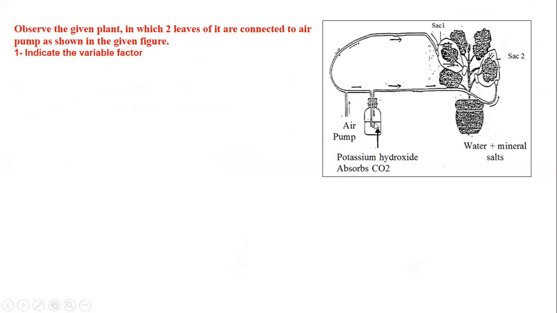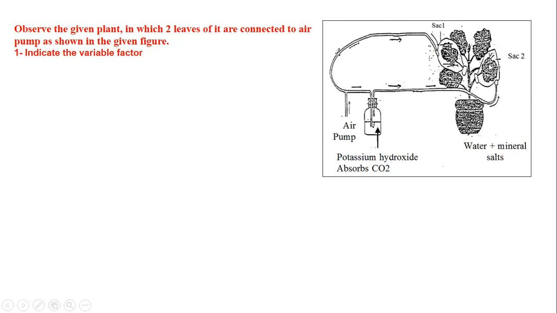We have a beaker containing air connected to the air, but the air passing through the container must pass through potassium hydroxide solution that absorbs carbon dioxide. Then it continues to sac 2. Why? For sac 1, air is traveled to the sac 1 as it is. And this is the air pump.